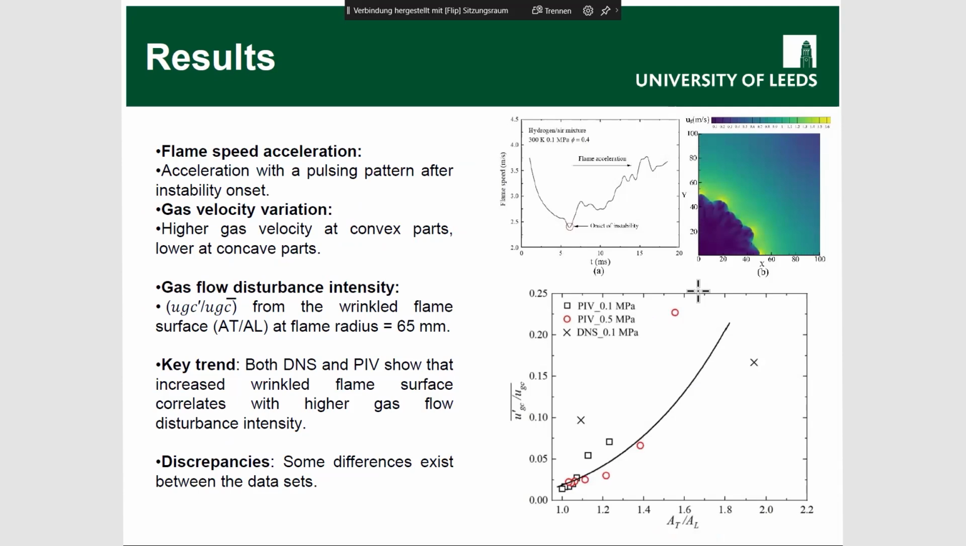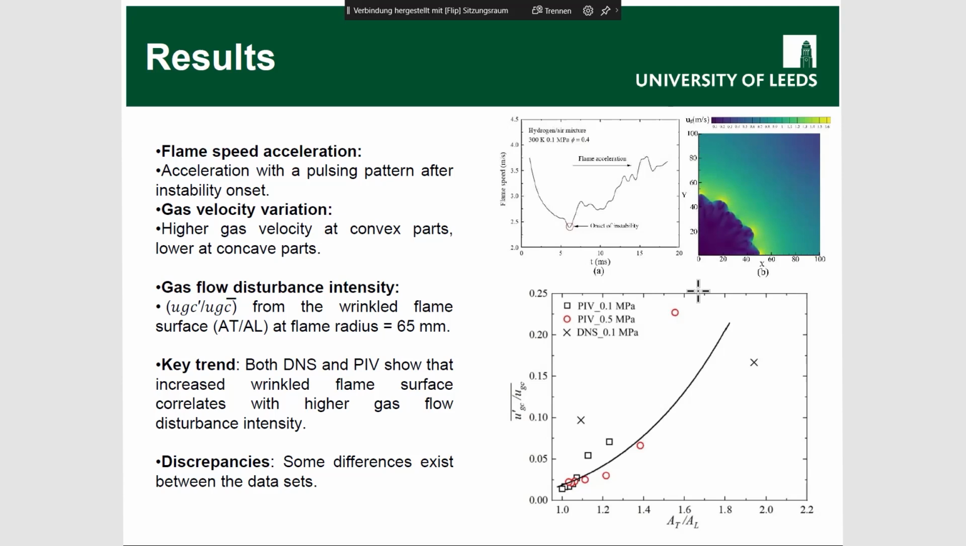We further calculated the flame speed at the isotherm of temperature just 5 degrees above the environment. So we can see in figure A that the flame speed decreased at first due to the high Mach number, and after instability, the flame accelerates in a hosing pattern. And then we also plot the gas velocity map in figure B.